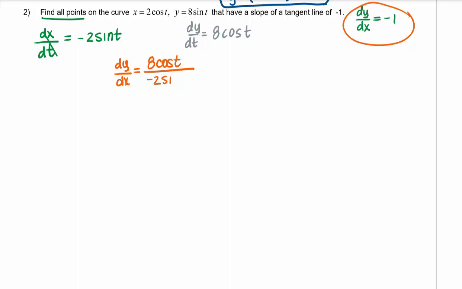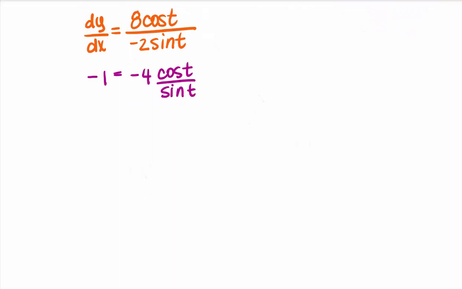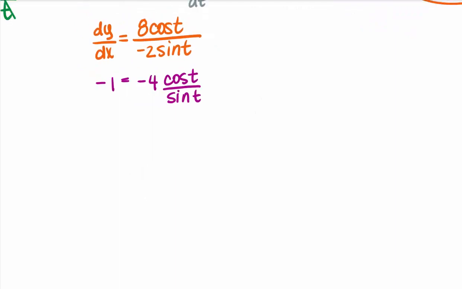And I want to know, where is this equal to -1? And I'm going to rewrite this as -4 cosine t over sine t. I'll do one thing at a time here. So I don't think you should multiply both sides by a common denominator and all that kind of a thing. Hopefully we recognize what cosine t over sine t is. That is cotangent of t.